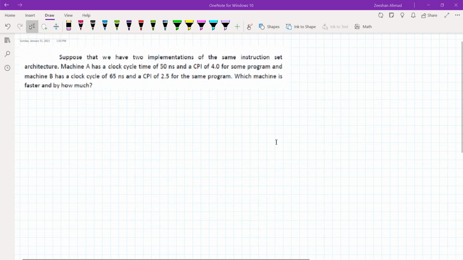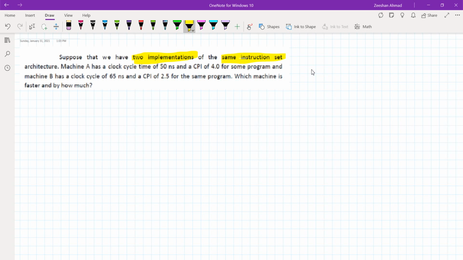Now in question 2, basically he said that suppose that we have two implementations of the same instruction set architecture here. So it means the instruction set is common for two different implementations. Now obviously one implementation is, I think, on machine A and the other one is on machine B. So it means that the cycle time for machine A is 15 nanosecond and CPI is 4.